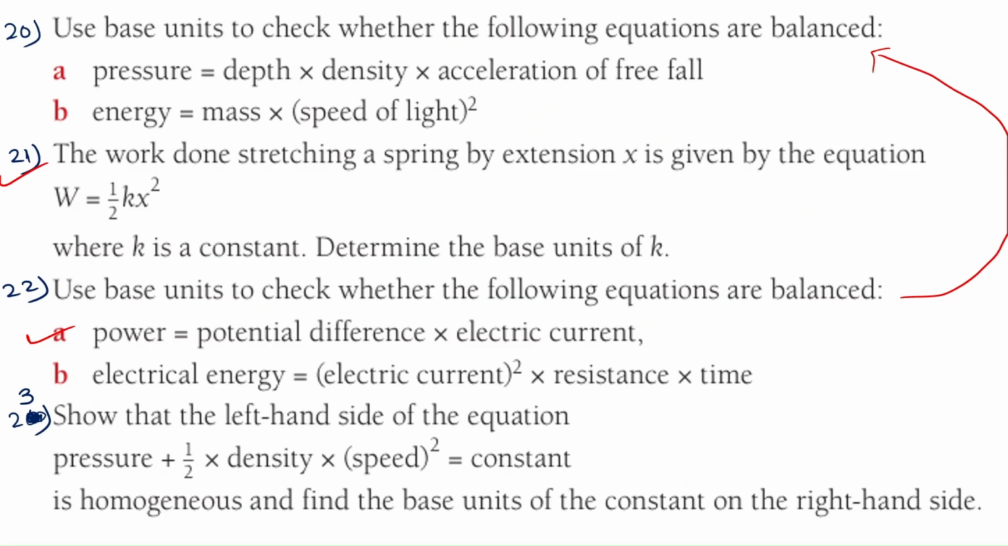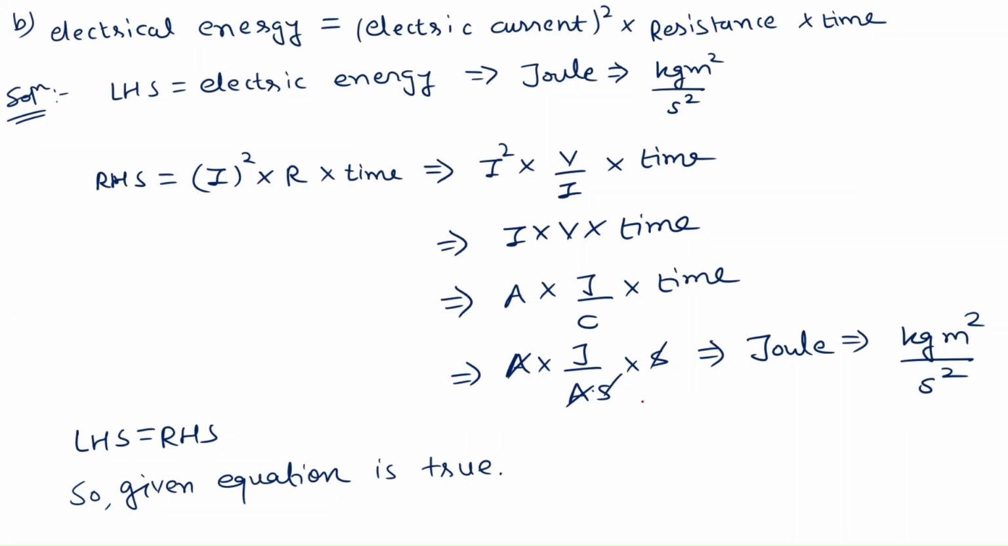Now question number 22b says electrical energy is equal to current squared, resistance, into time. So for B, the LHS gives energy. Energy means joule, and its base unit conversion is like this. In the RHS, they mention current squared, resistance, into time. Now we know current means ampere. What is R?